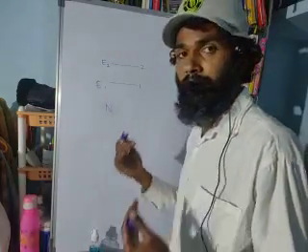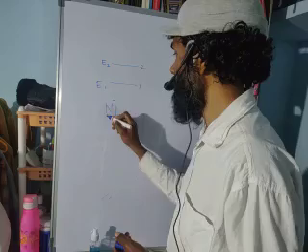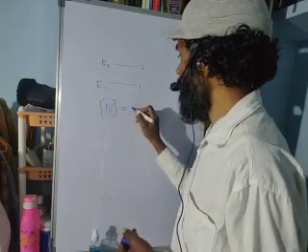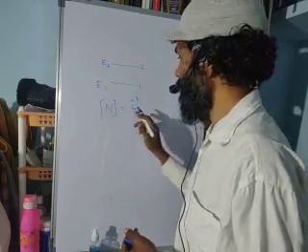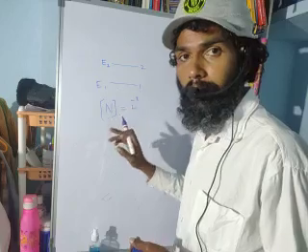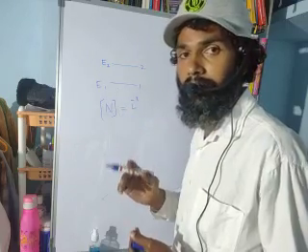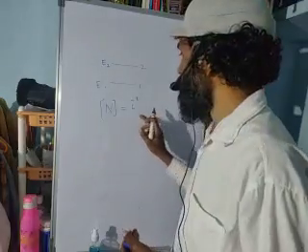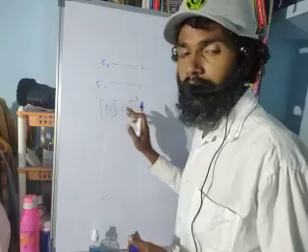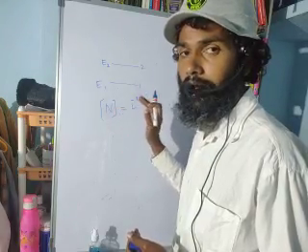So the dimension formula for this usually is L to the power minus 3, L^-3. You remember the dimension formula MLT, we write for mass, length and time. So this is the dimension formula for the total number density of the atoms.